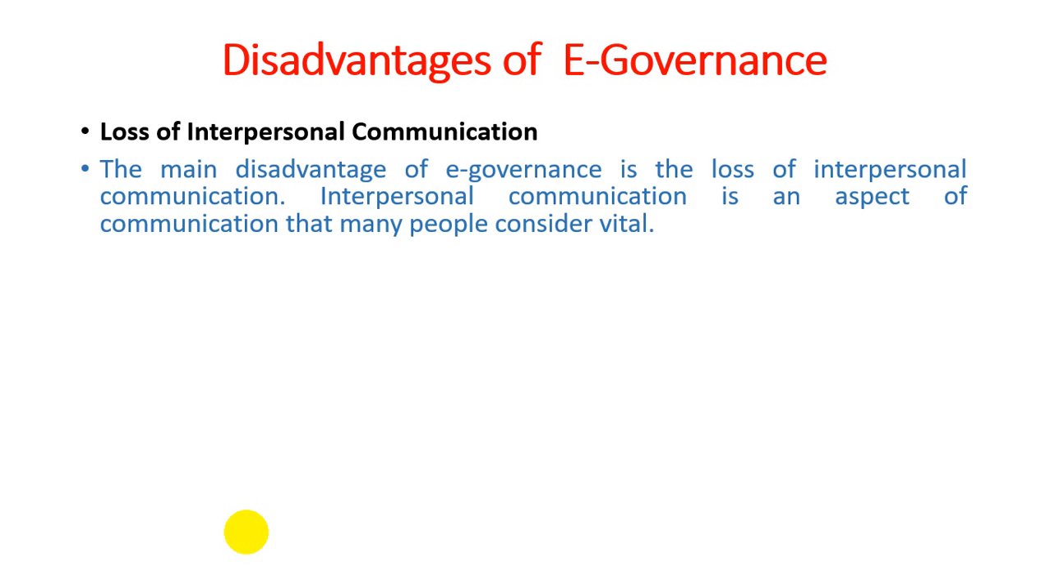Interpersonal communication is an aspect of communication that many people consider vital. Our personal information, like Aadhaar card number, mobile number, PAN card information and voter ID information, may be leaked or hacked if a hacker can hack a government server. So they can misuse all the information whenever they want.